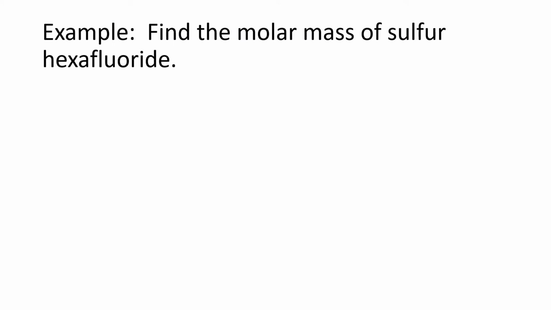As an example, let's take a look at finding the molar mass of sulfur hexafluoride. Before we can find the molar mass, we need to know the formula for the compound, so we know what elements are involved and how many atoms of each. Sulfur is a nonmetal, fluorine is a nonmetal, so it's a nonmetal plus a nonmetal. That means it's covalent or molecular, and the prefixes tell us what the subscripts are. There is no prefix on sulfur, so sulfur will just be an S. And then we have hexafluoride, so hexa means 6, and we'll stick a subscript of 6 on fluorine.